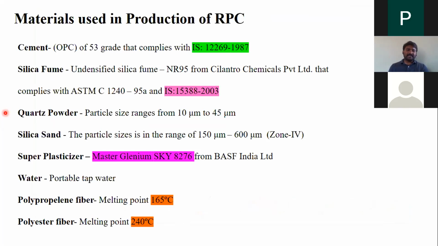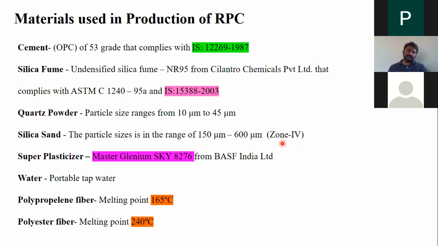Okay, so these are the materials that I have used. Cement, OPC 53 grade. Also, I have written the IS codes, which come under silica fume. It is undensified silica fume, which complies with the IS code of this and ASTM code of this. We have used quartz powder, size varies from 100 to 45 micrometers. Silica sand, see the range, 150 to 600 micrometers. And this is zone 4 silica sand.